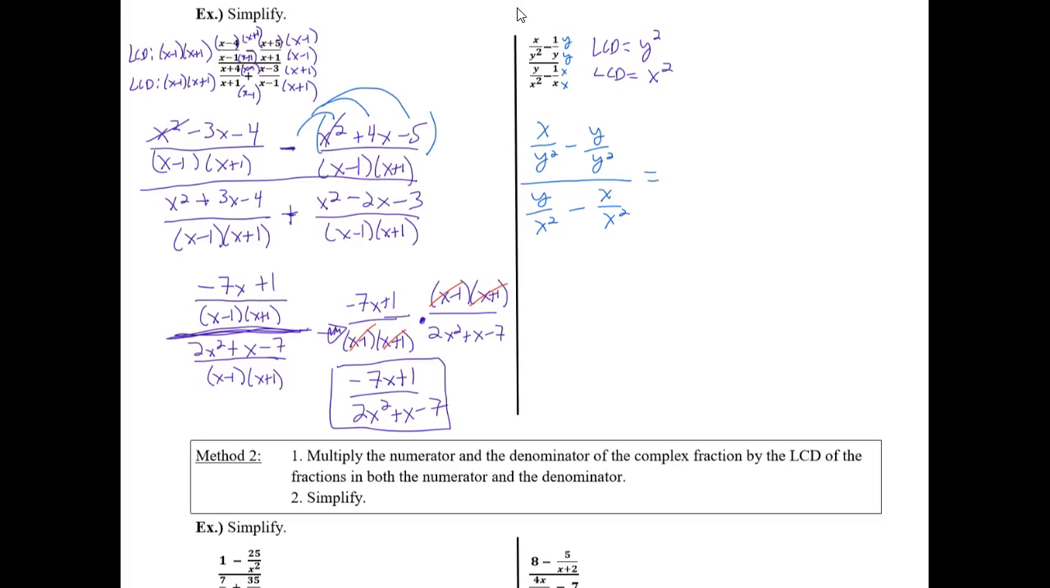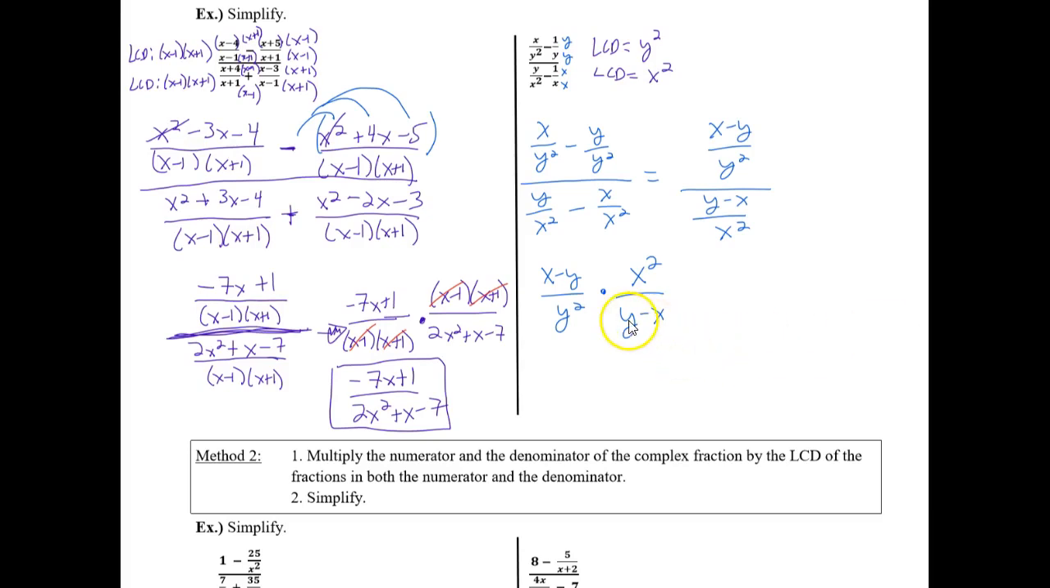Now I can combine them into a single fraction, x minus y over common denominator of y squared. The fractions in the denominator are y minus x over x squared. Now I have a single fraction divided by a single fraction. We can multiply by the reciprocal. Copy the first fraction exactly as is, multiply by the reciprocal of the second.